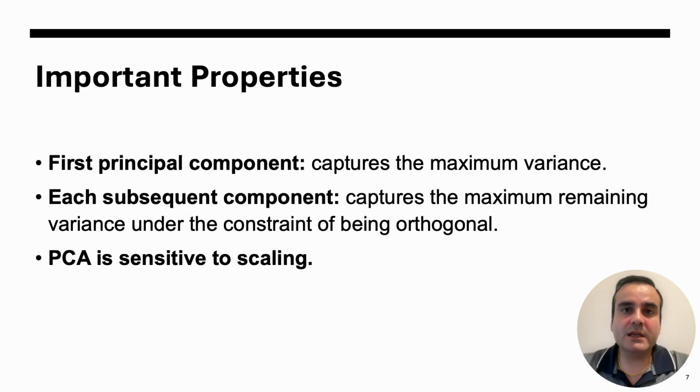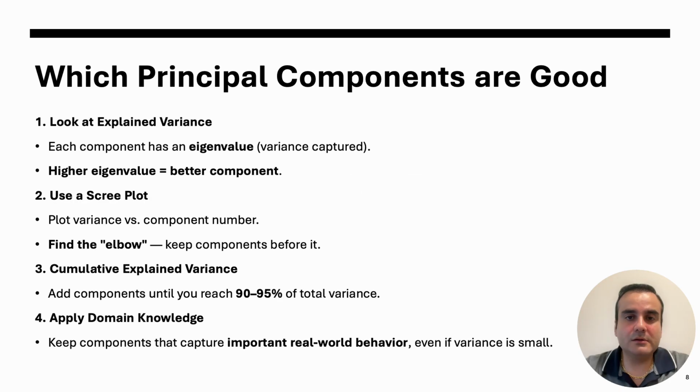A few important properties to remember. The first principal component always captures the maximum possible variance. Each subsequent component captures the maximum remaining variance but must be orthogonal to the previous ones. Also, PCA is highly sensitive to the scale of the data. That's why standardization before applying PCA is absolutely necessary. If variables have very different scales, PCA might get biased toward larger scale features.